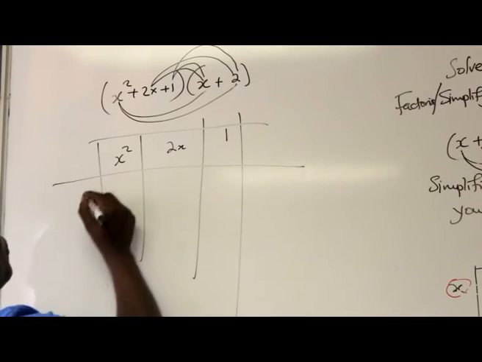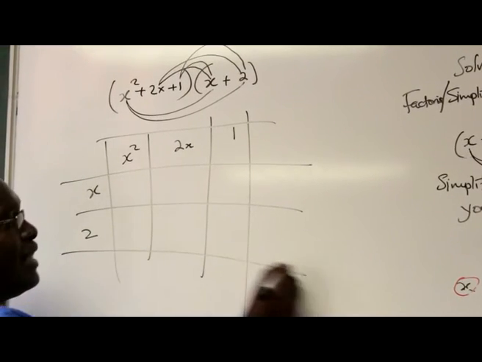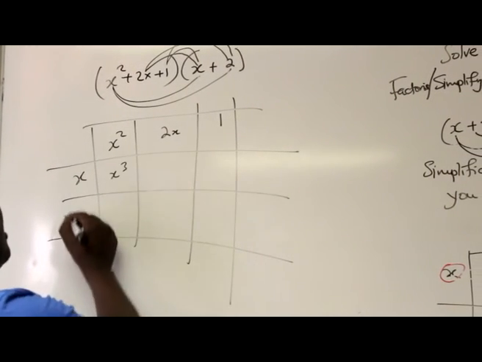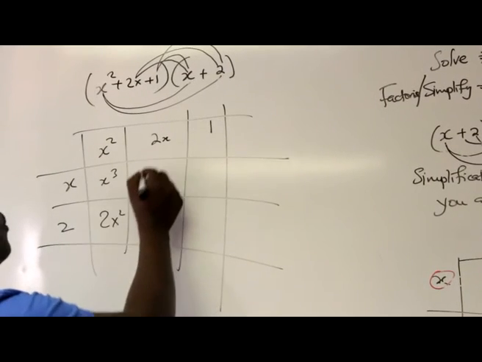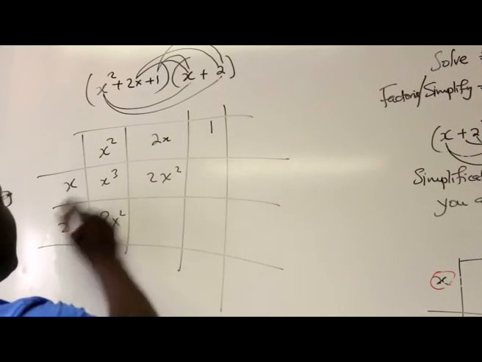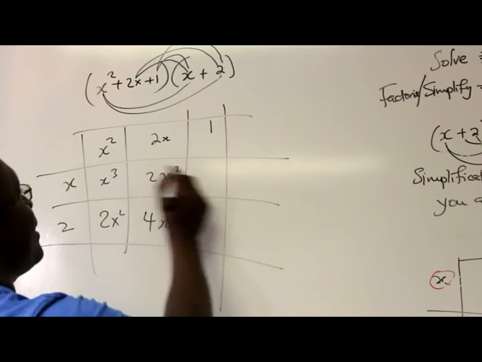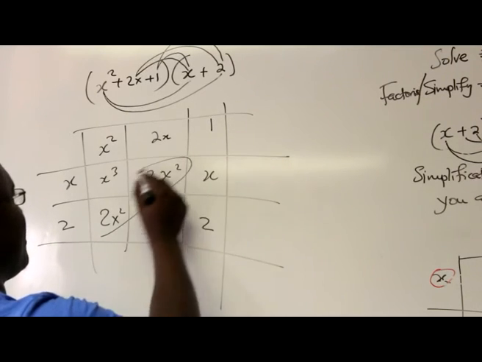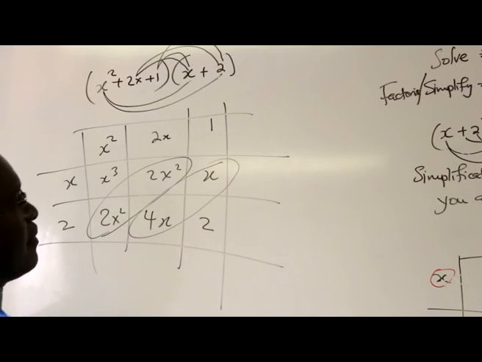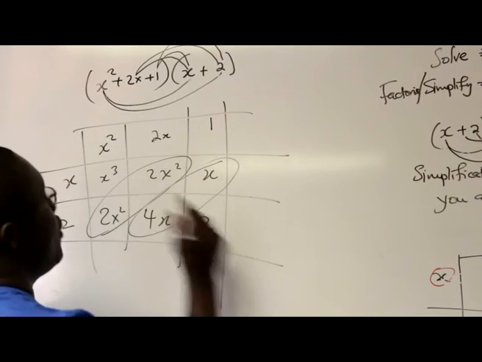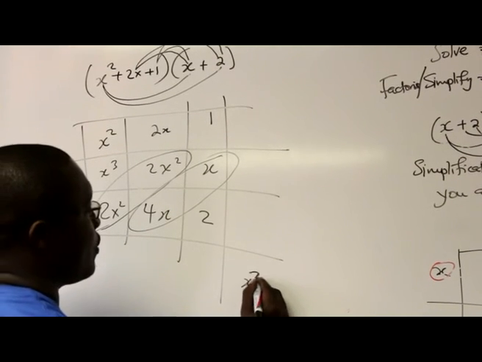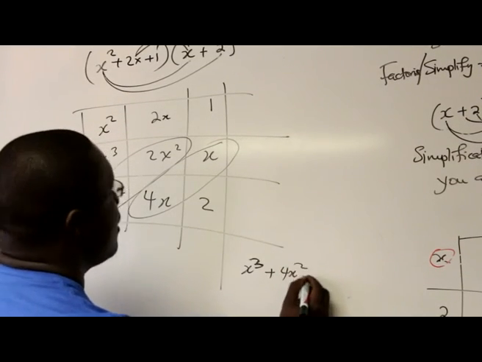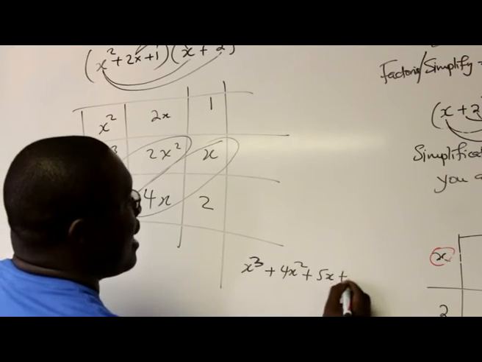And then x plus 2 is just x, and it's 2, like that. So x squared times x is x cubed. x squared times 2 is 2x squared, and 2x times x is 2x squared. 2x times 2 is 4x, 1 times x is x, 1 times 2 is 2. The like terms are these ones and those ones. So your answer would be x cubed, plus 2x squared plus 2x squared, which is 4x squared, plus 5x plus 2.